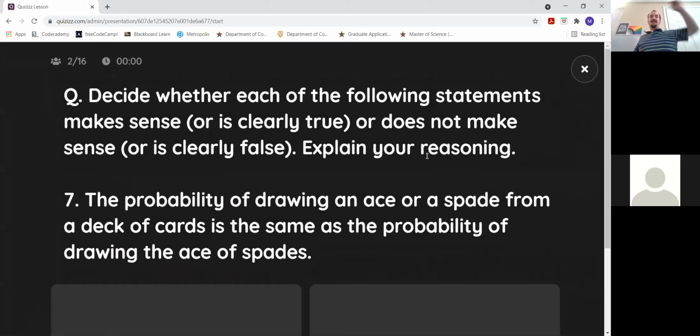Decide whether it makes sense. Same thing again. The probability of drawing an ace or a spade from a deck of cards is the same as drawing an ace of spades. We're not even calculating the probability, but you don't have to. You should be able to tell me, is that saying the same thing?